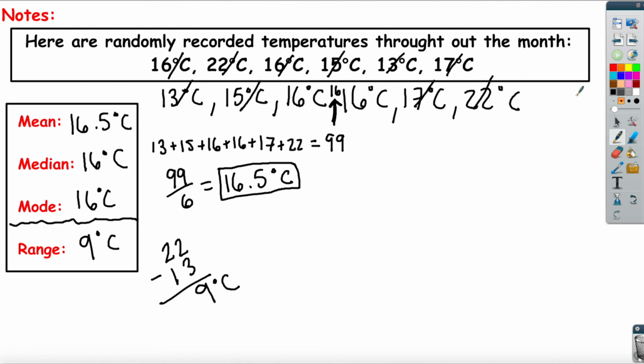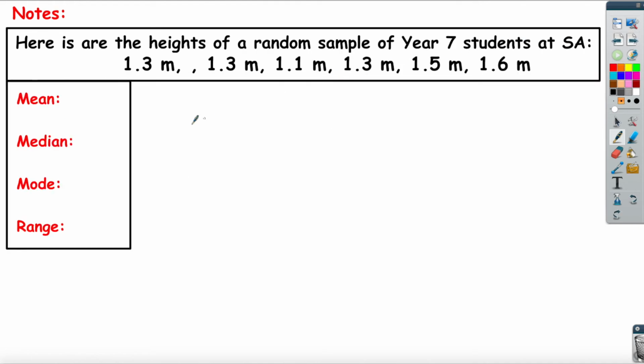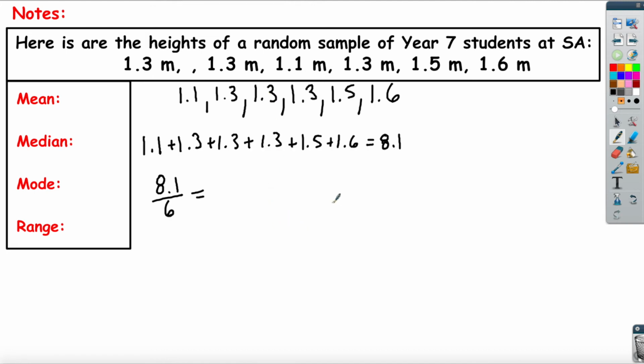All right, so let's do this. Can you please now take a second and attempt to find the mean, median, mode, and range of the following heights? Take a second and pause the video. Let's see if you got this right.